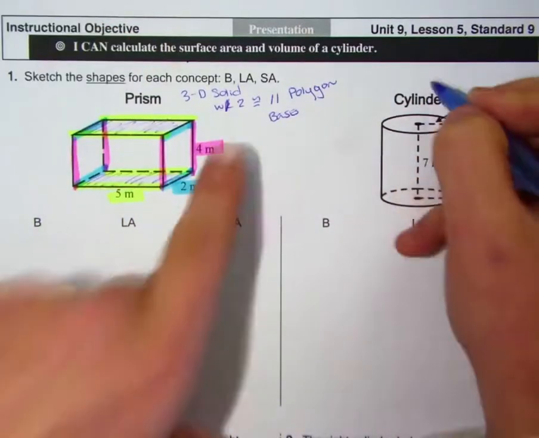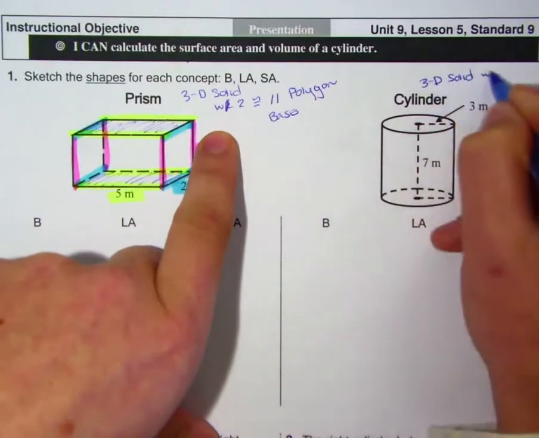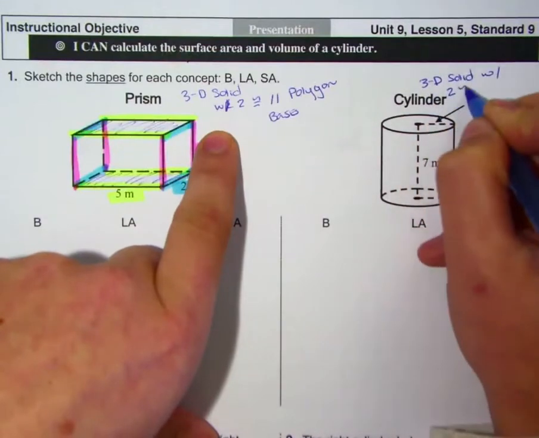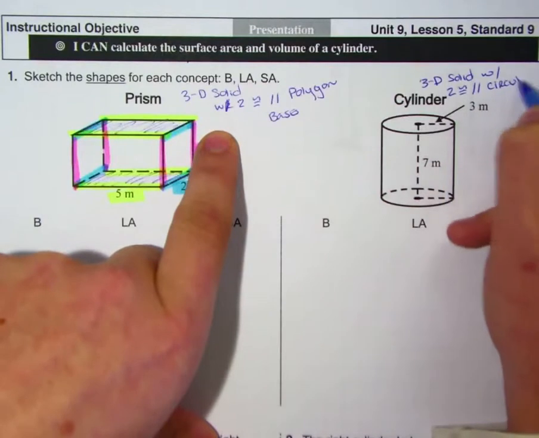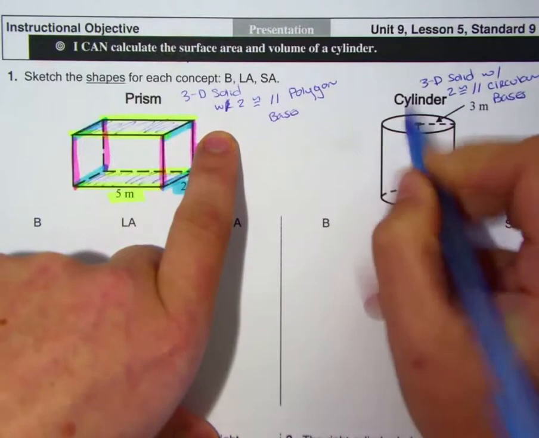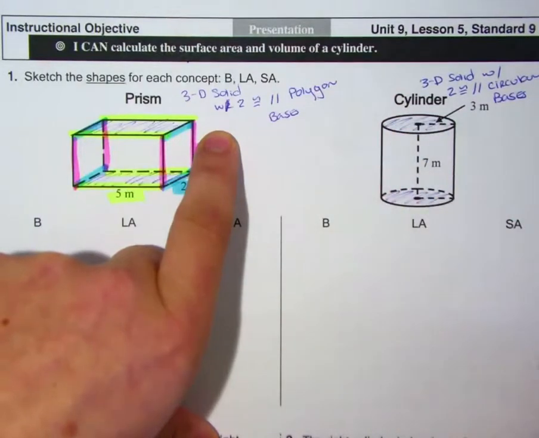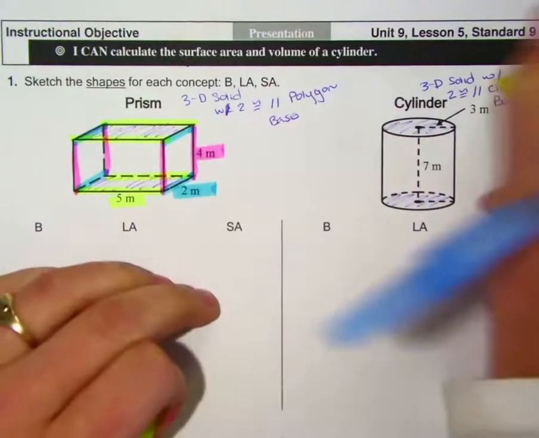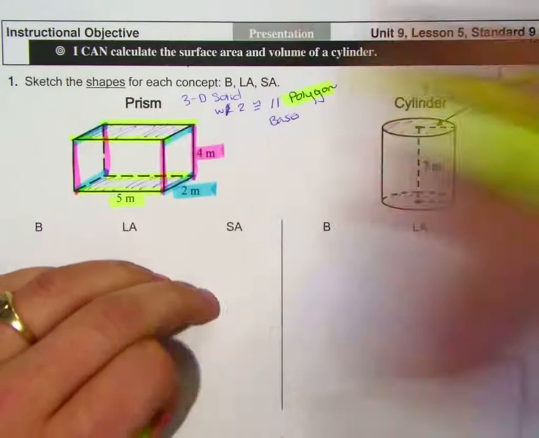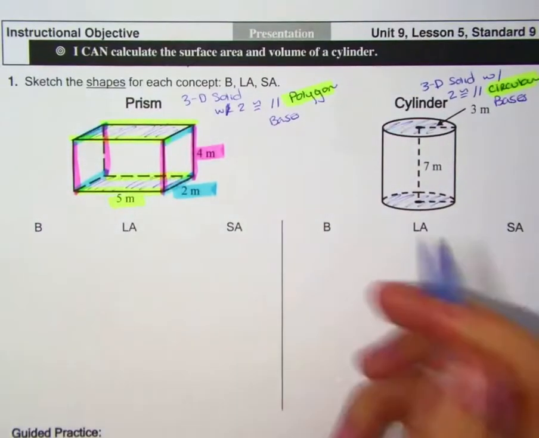A cylinder is also a 3D solid with two congruent parallel circular bases. So again, it's got two congruent parallel bases, they just happen to be circular instead of polygon bases. Okay, so that's a difference between the two.